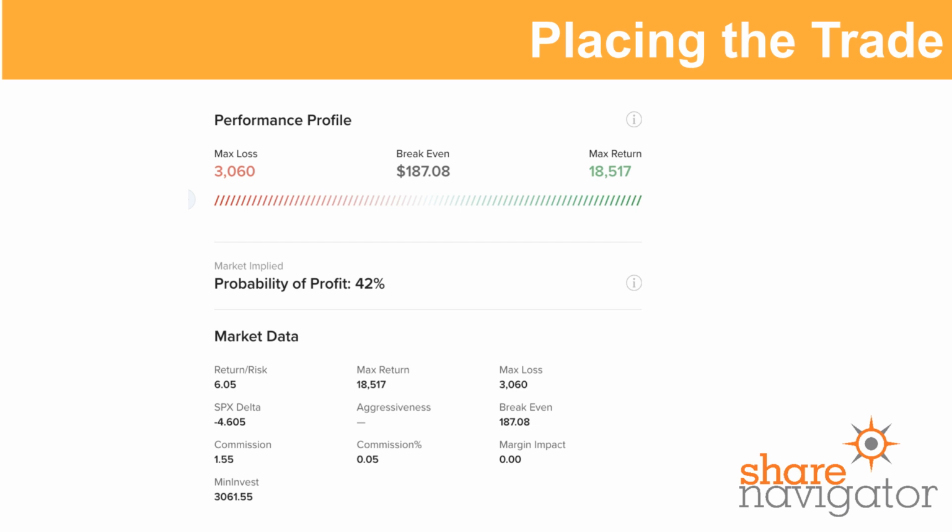Another reason the probability is lower is because your break-even price is lower. Remember, you want the share price to fall, and the share price when we placed this trade was at 193.02. This has to fall down to a break-even of 187.08. So the share price has to fall a bit just to break even at expiry. So that's why your probability of profit is below 50%.